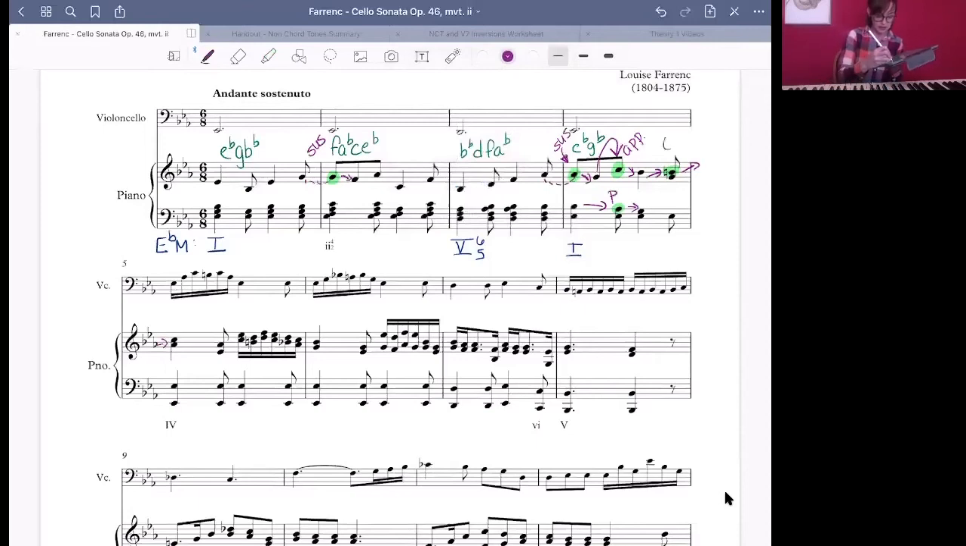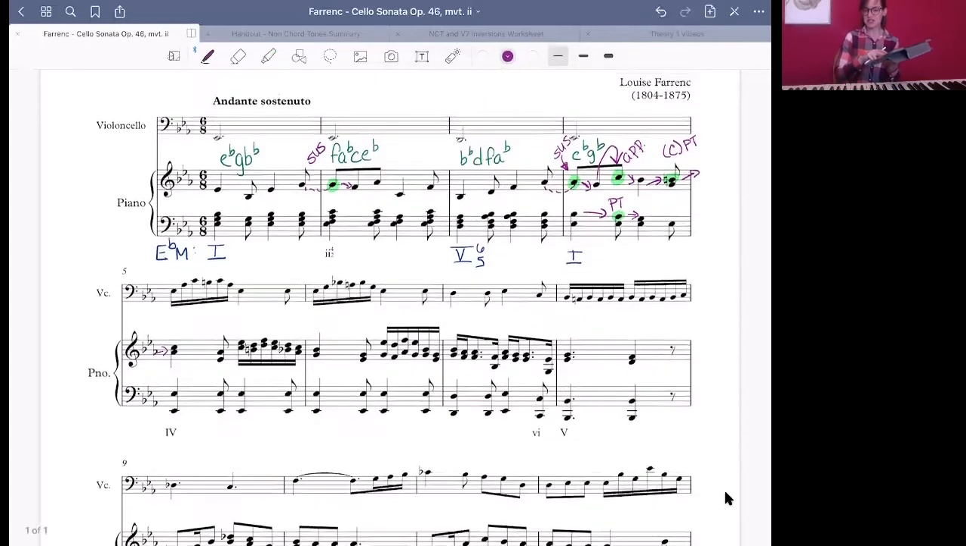I label my passing tones and chromatic passing tones differently. So I would label that as CPT, chromatic passing tone. But that's not an absolute requirement. As long as you recognize it's a passing tone, then we're good to go. All right, that first system, the cello is just giving us a bass line. So there's not a lot going on in terms of non-chord tones with the cello. And by not a lot, I mean nothing.